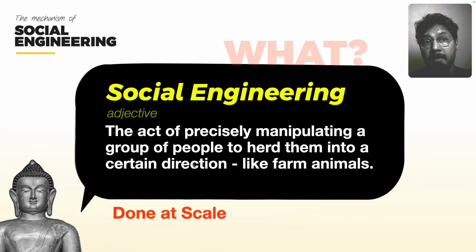And again, social is a group. That group could be 10 people, 100 people, thousands of people, millions of people, billions of people. So the key word here is done at scale. Whenever you hear the word social engineering, you know it's being done at scale, not just to one person.